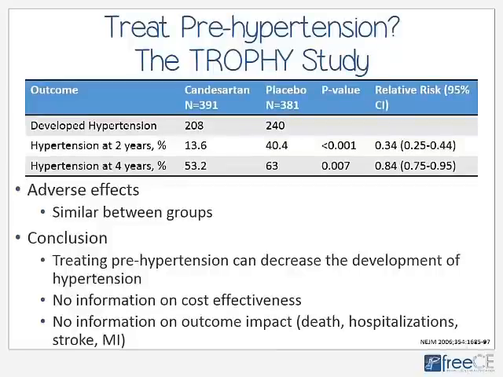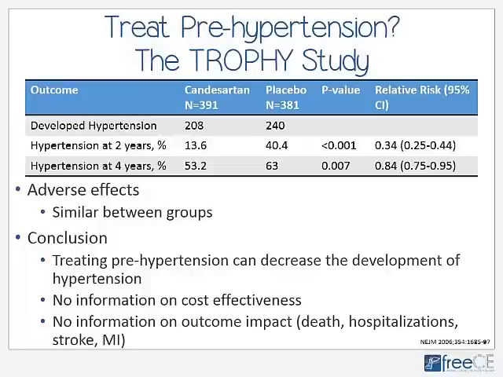So you can see with this chart, more people, obviously, in the placebo group developed hypertension at both 2 and 4 years compared to patients in the candesartan group. That's not surprising. This number was statistically significant, as you can see with the p-value favoring treatment with candesartan. Adverse effects were similar between the 2 groups. So the authors concluded that treating pre-hypertension can decrease the development of hypertension.